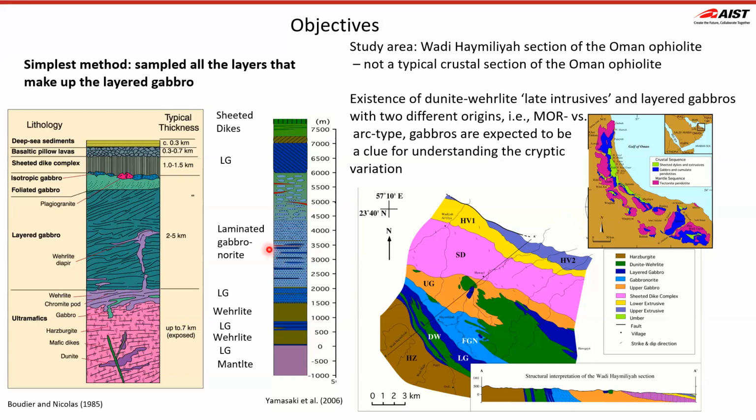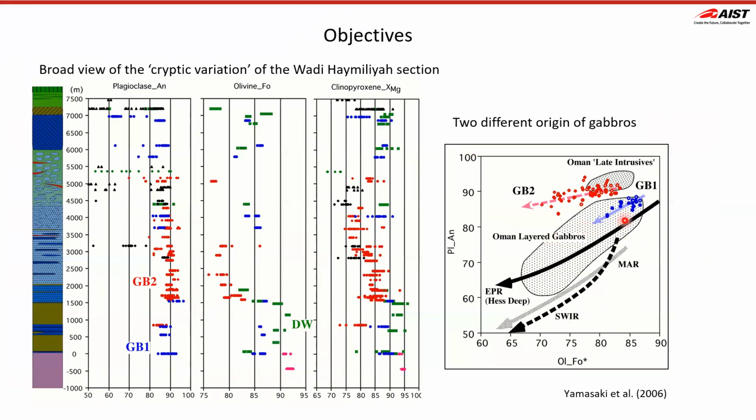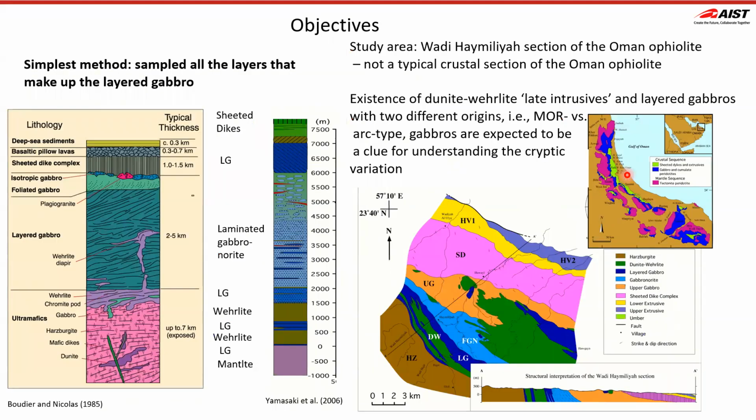This type of gabbro is characterized by very calcic plagioclase and interpreted as a product of hydrous arc-type magmatism at later supra-subduction zone magmatism. Anyway, the existence of this type of gabbro and a relatively large amount of dunite wehrlite intrusion, so-called late intrusives, constrain the timing of intrusion and can be expected to be a clue for understanding the original mid-ocean ridge type cryptic variation.